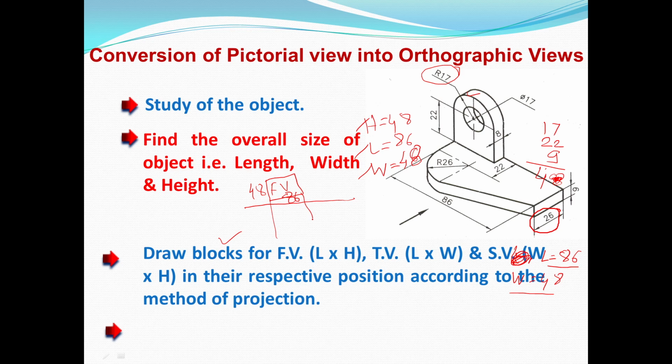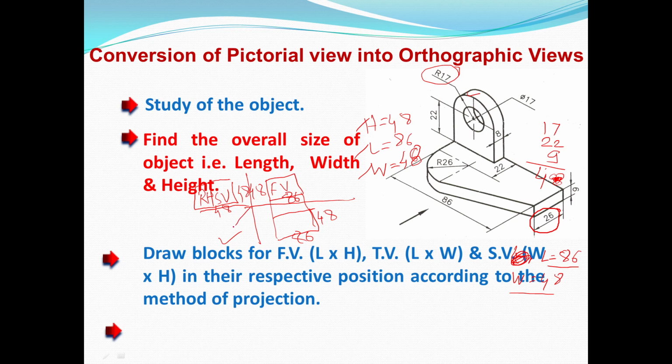Below the front view we have to draw the top view. On the projections of the front view, we get the top view with length 86, the same as the front view, and width 48. And we are getting the right hand side view on the left side of the front view. So on the left side of the front view, we have to draw the right hand side view, with dimensions 48 by 48.